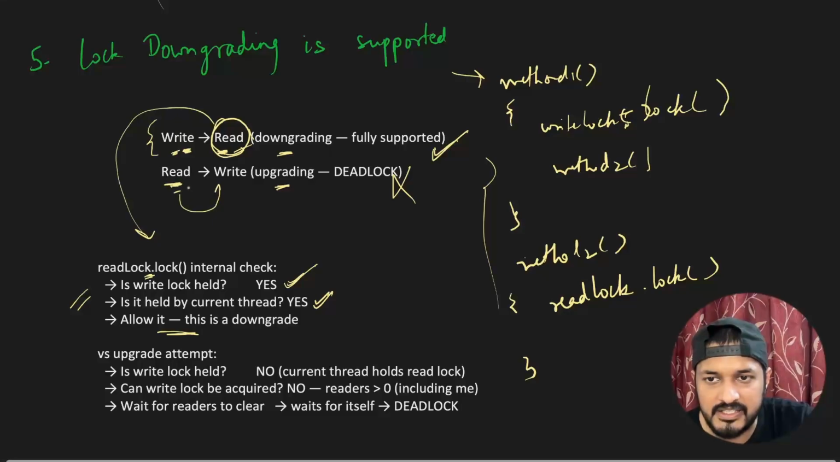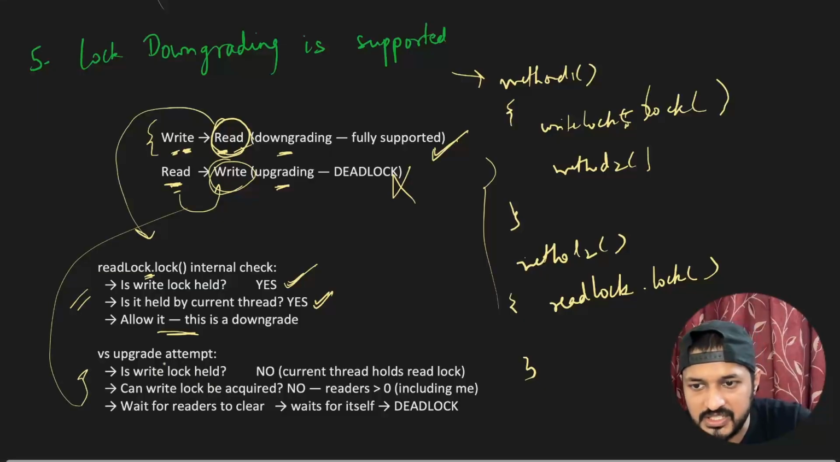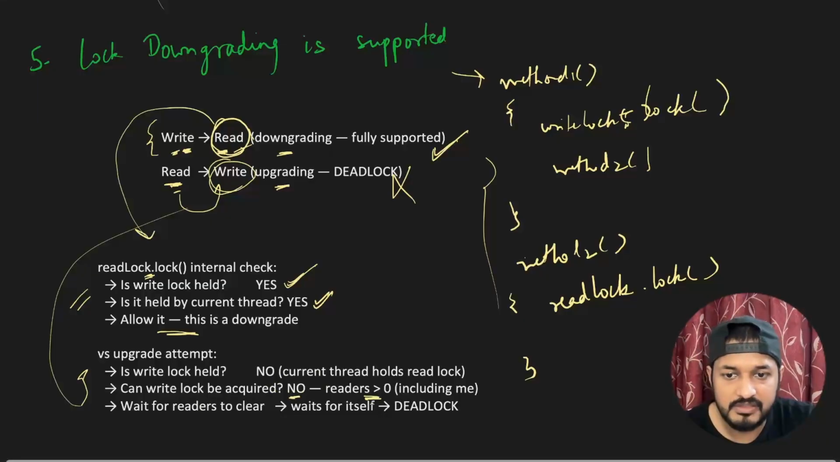However, in the second case, what will happen? After we have acquired the read lock, if you try to acquire the write lock, what will happen? It will check, is the write lock held? If it is not held, then fine. But if it is held, can the write lock be acquired? No, because the number of readers is greater than 0, including the thread which is acquiring the read lock.